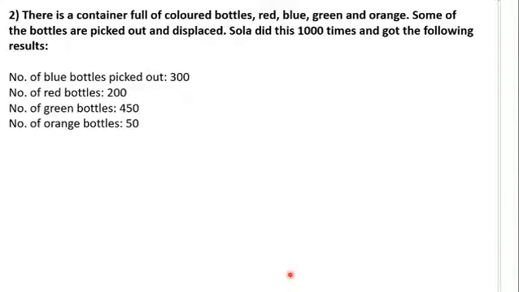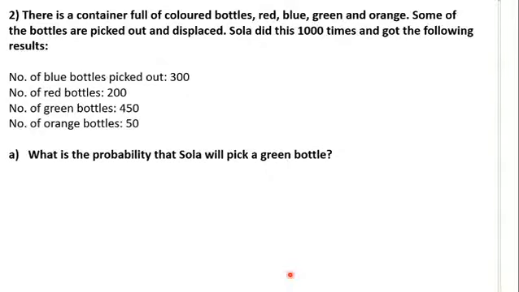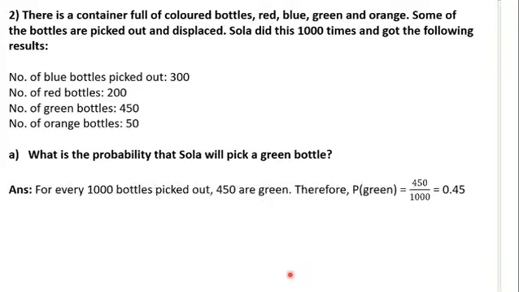So the number of blue bottles that he picked out were 300. The number of red bottles picked out were 200. The number of green bottles picked out were 450. And the number of orange bottles were 50. Now, what is the probability that Shola will pick a green bottle? We know the total number. We know the number of favorable outcomes. There are 450 green bottles. And of course, we know the total number of possible outcomes. There are 1,000 bottles. So you have 450 divided by 1,000, which is going to give us 0.45.